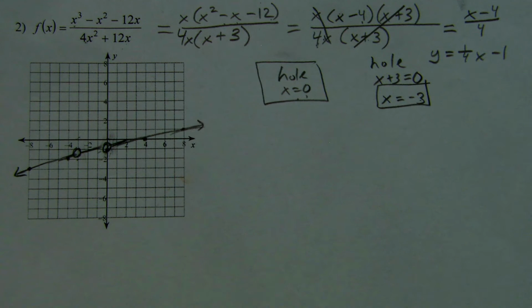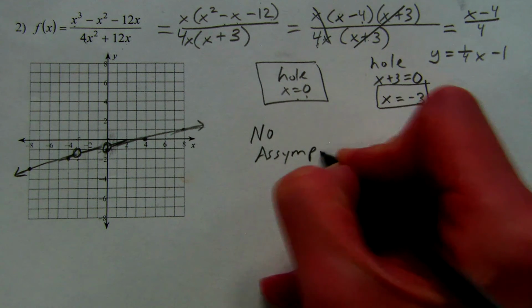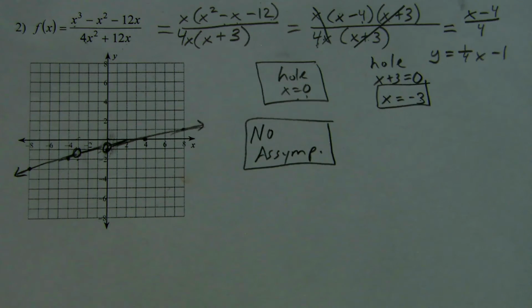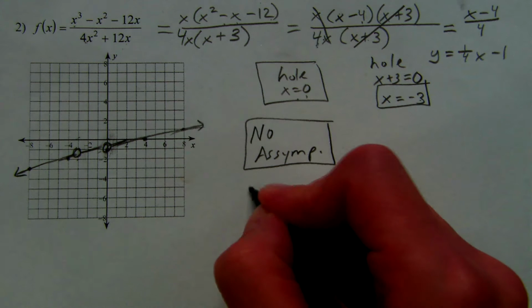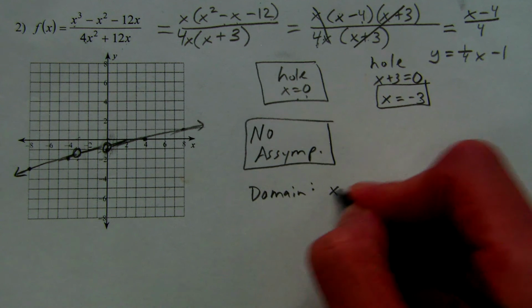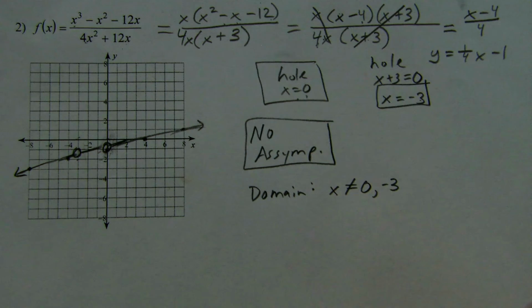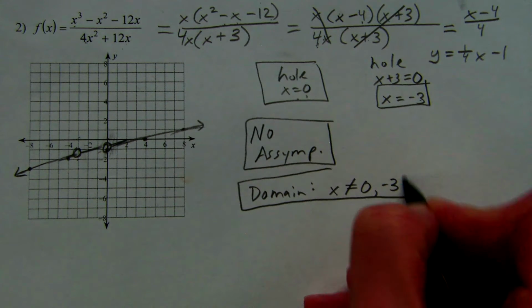So we don't have any vertical or horizontal asymptotes, so we could just say no asymptotes. Okay? And then for the domain, we're just going to say, okay, it's all real numbers except x does not equal 0 or -3. And that one is done.